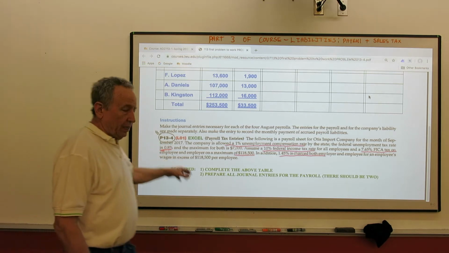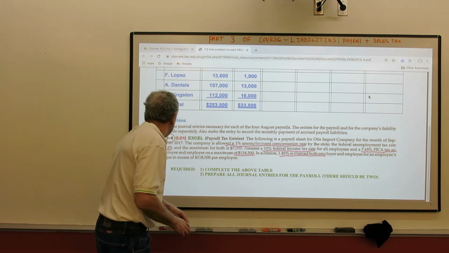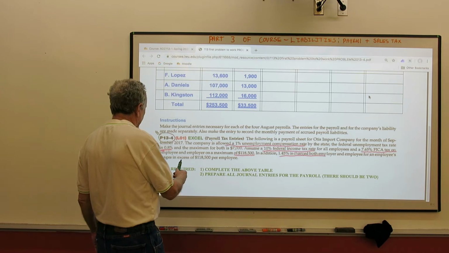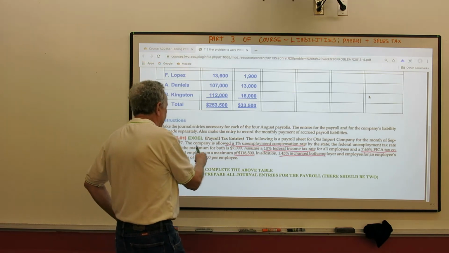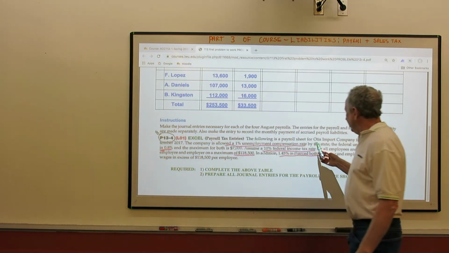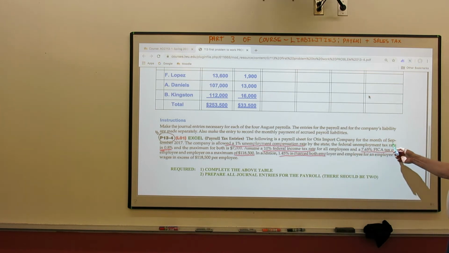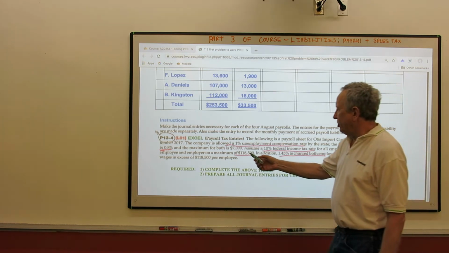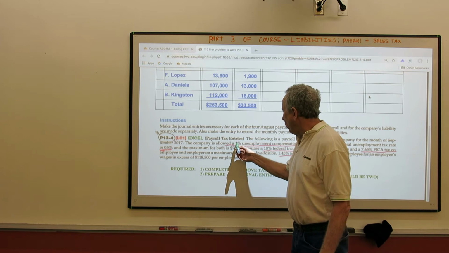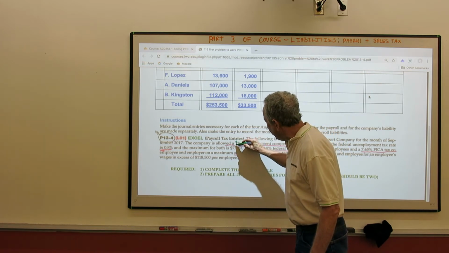And it says again, let me see, I've got a marker here. Problem 13-4. The following is a payroll sheet for the Otis Import Company for the month of September. Now it says the company is allowed a 1% unemployment compensation rate.